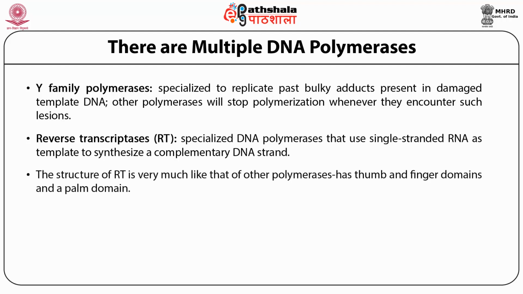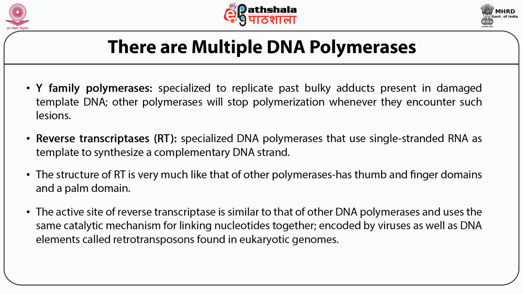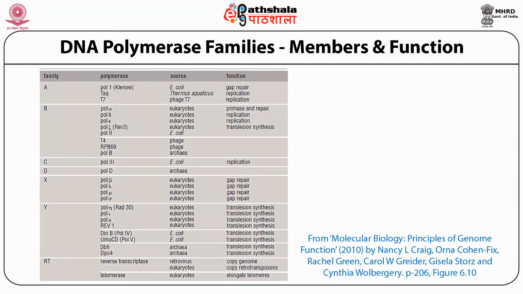The structure of reverse transcriptase is very much like that of other polymerases, and it has thumb, finger, and palm domains. The active site of reverse transcriptase is similar to that of other DNA polymerases and uses the same catalytic mechanism for linking nucleotides together, and they are mainly encoded by viruses as well as DNA elements called retrotransposons found in eukaryotic genomes. This is the comparative chart showing different DNA polymerase families and giving you examples of the members and the kind of function they perform in the cell.